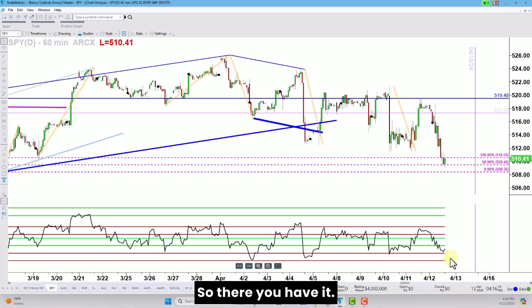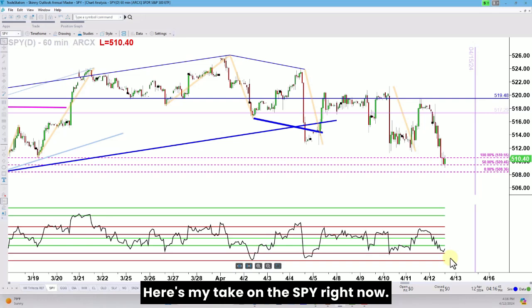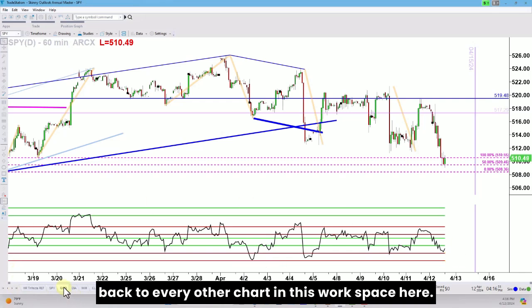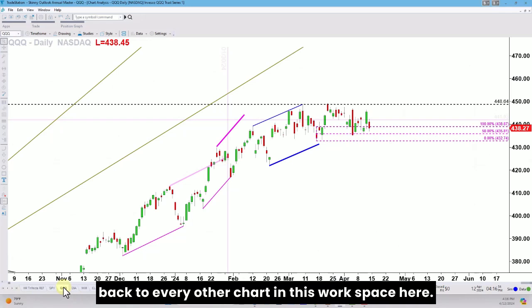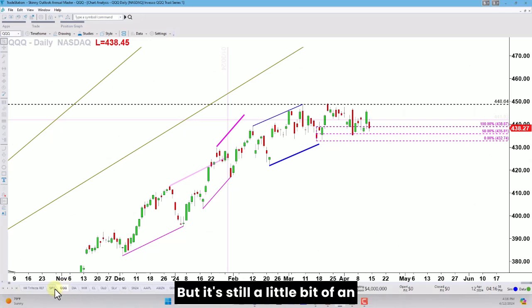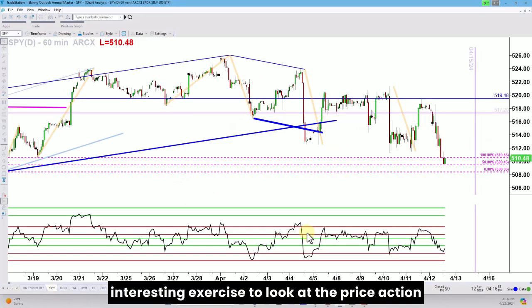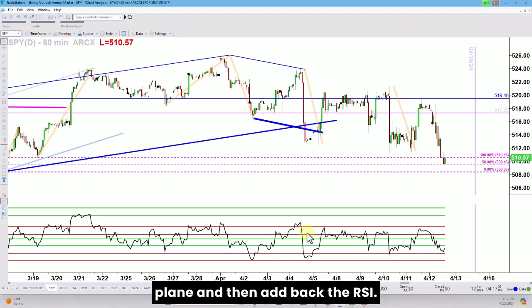So there you have it. Here's my take on the SPY right now. I now have the fun job of adding the RSI Power Zones indicator, I'm pretty sure, back to every other chart in this workspace here. Oh yeah, that's going to be fun. But it's been a little bit of an interesting exercise to look at the price action plain and then add back the RSI. All right, keep it moving with your studying, application, practice.